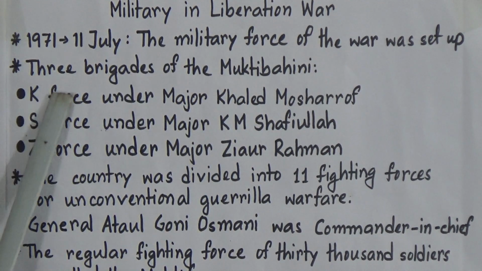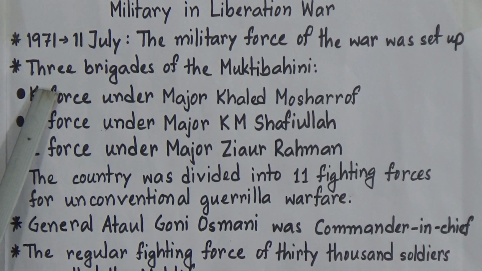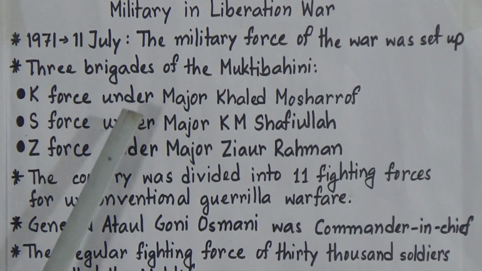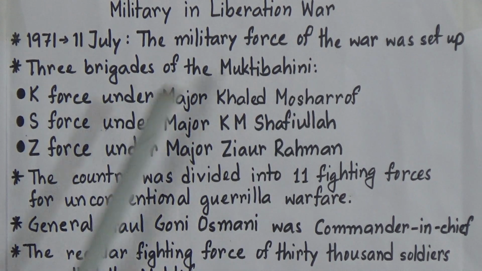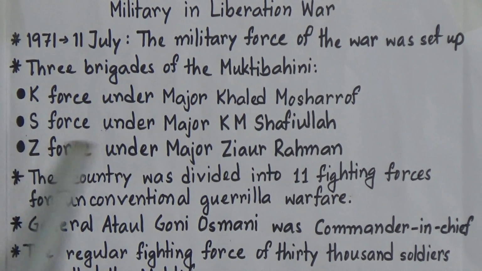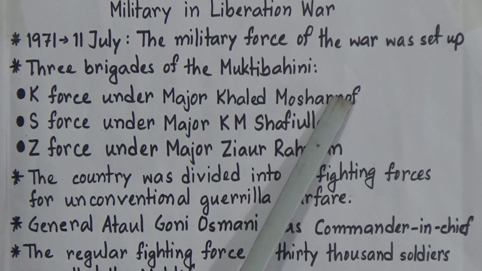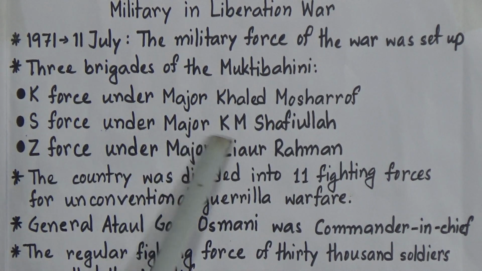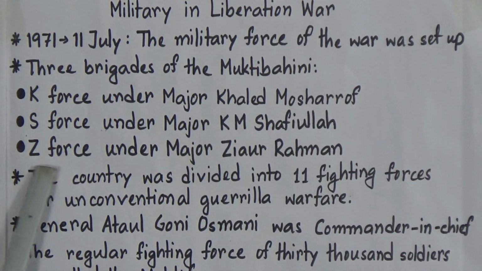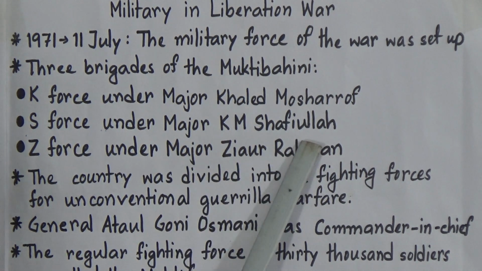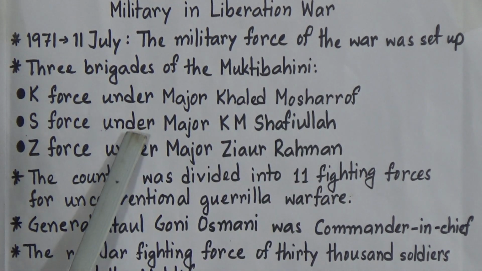And now look, this military force was divided into 3 brigades. And what are they? K Force, S Force, and Z Force. K Force was under Major Khaled Musharraf, S Force under Major K. Shafiullah, and Z Force under Major Ziaur Rahman. So these are the 3 brigades of the Mukti Bahini.